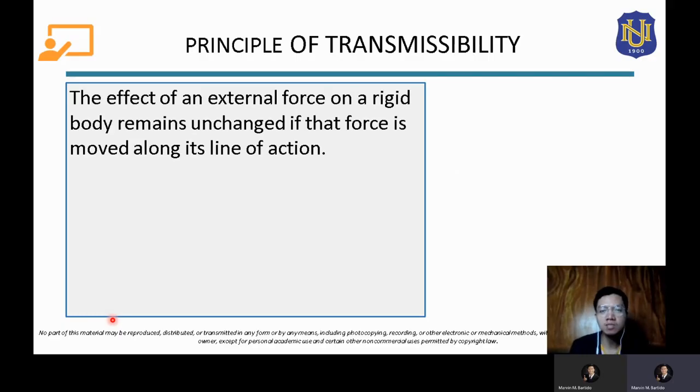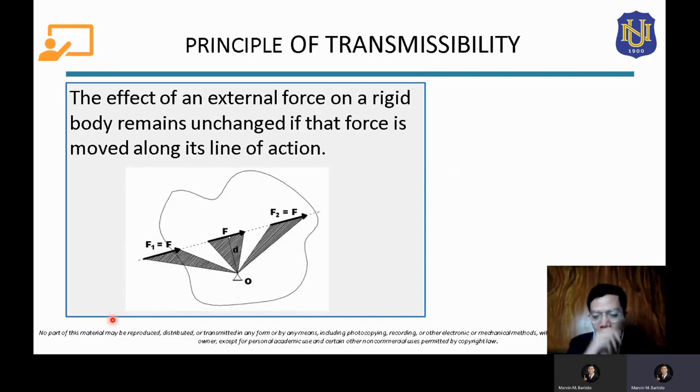The principle of transmissibility states that the effect of an external force on a rigid body remains unchanged if that force is moved along its line of action. So it is said here that if we have a force and we transfer that force along the line of action of that force, the moment of that force remains unchanged, with the same center of moment.